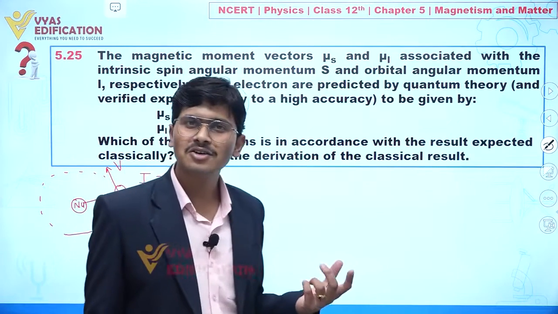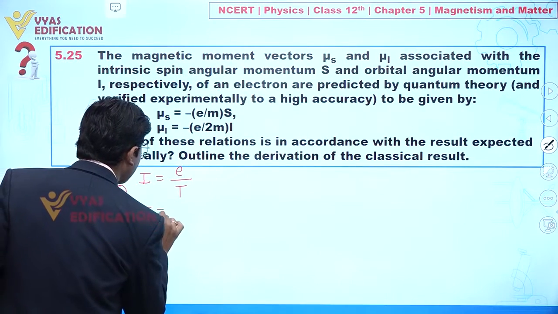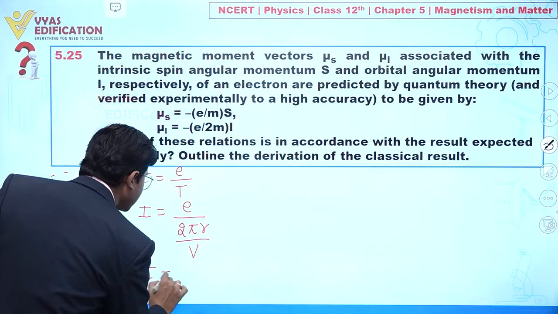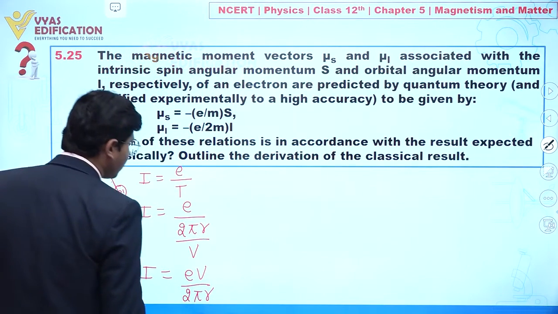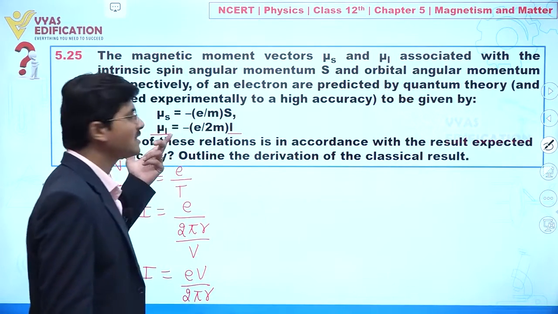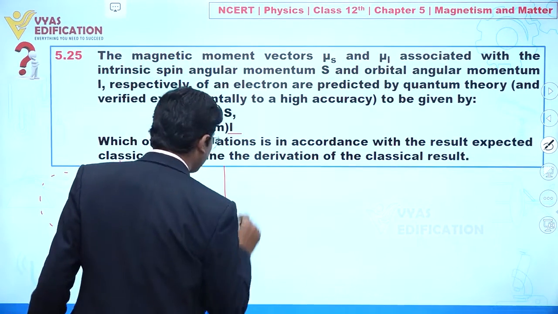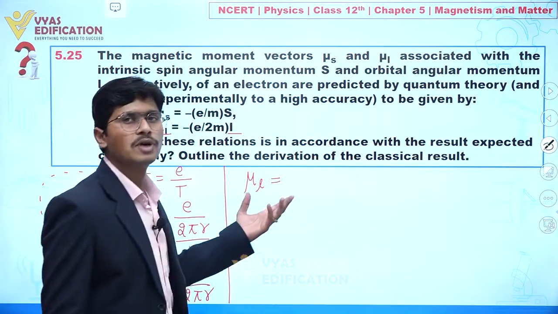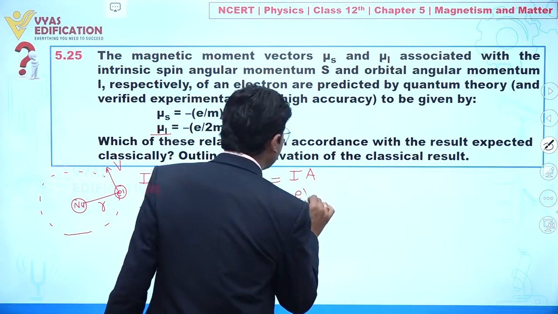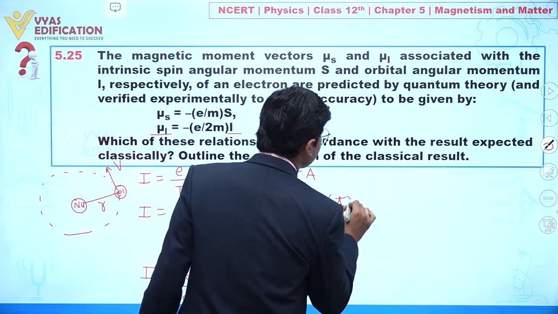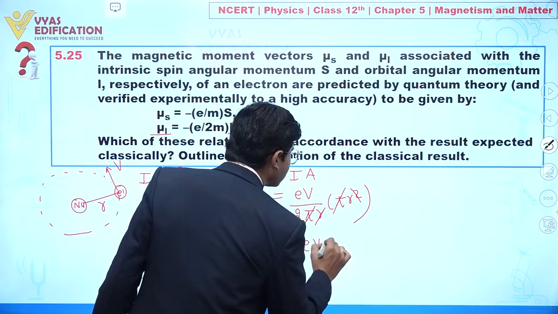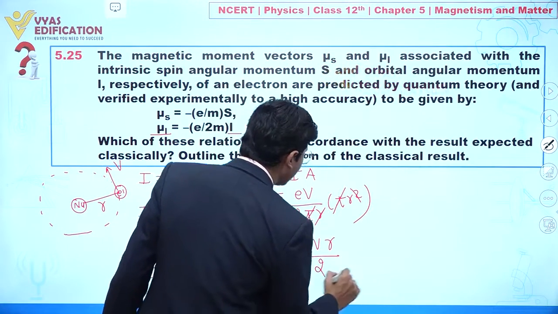So can we calculate the value of the time period? Yes, we can write I equal to e divided by 2 pi r divided by v. So from here I can say I is equal to ev over 2 pi r. Now my objective here is to find the relation between angular momentum and magnetic moment. If I say the magnetic moment is represented by mu L, it is given by I multiplied by A. The value of current is ev divided by 2 pi r, multiplied by pi r square. So pi and pi cancel, r and r cancel, and we can write mu L equal to evr divided by 2.